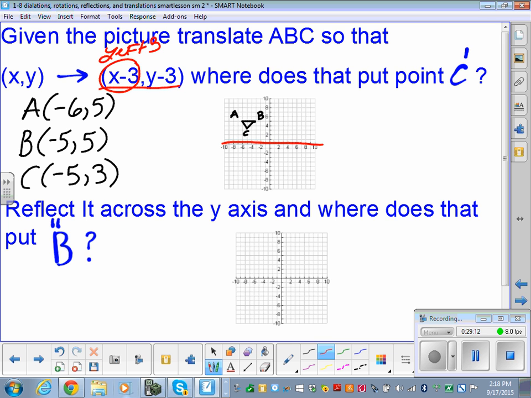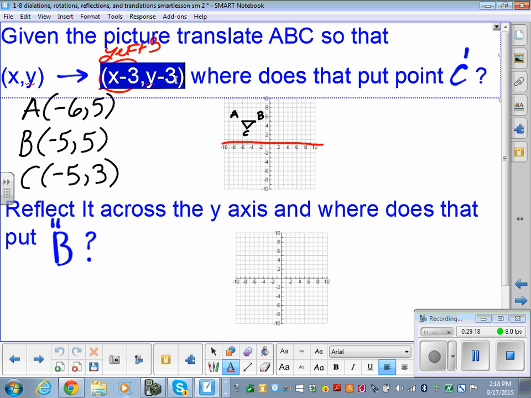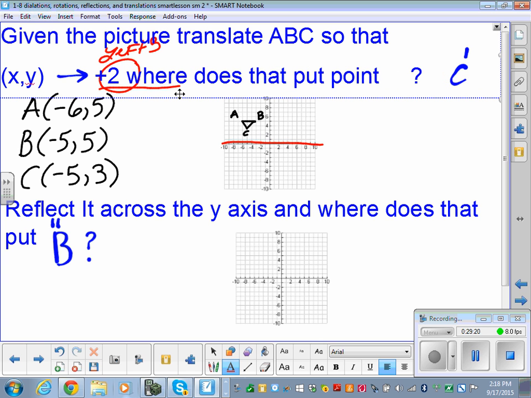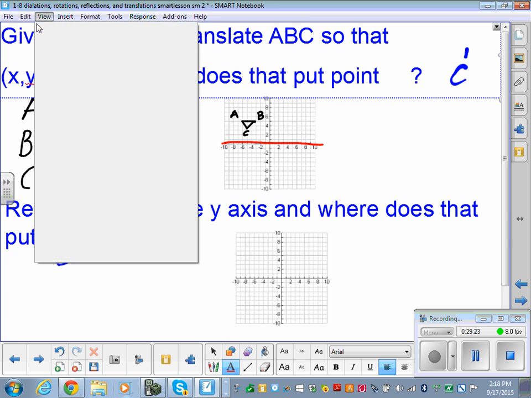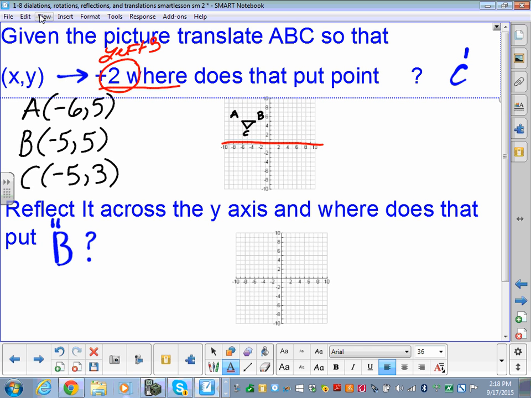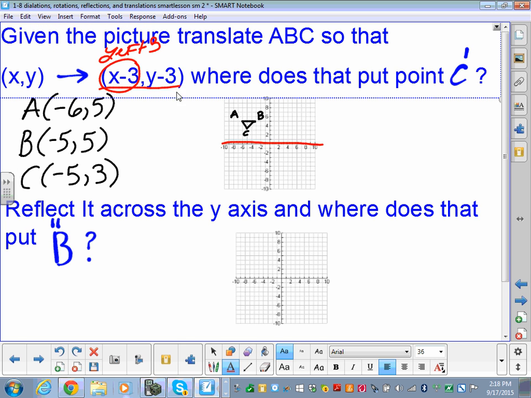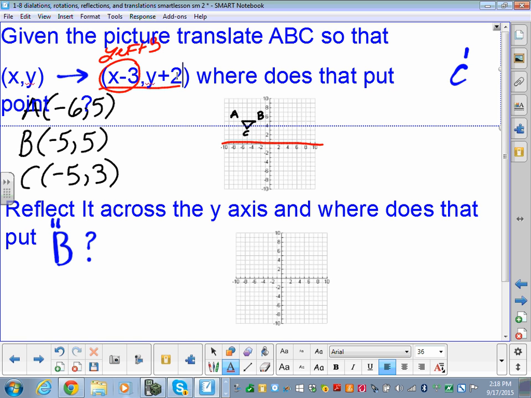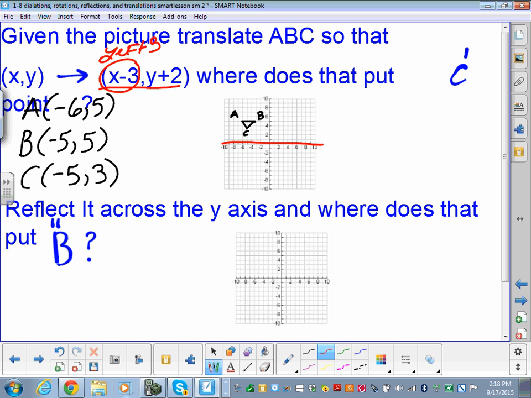Now, I'm going to change this so you can see how this works really quick. I'm going to change the problem to say y plus 2. What if I have y plus 2? If we had that, then it would be a transformation of left 3 and up 2. Does everybody see how that would work in that notation? Yes. Okay, good. So if you know that, then you're all good.